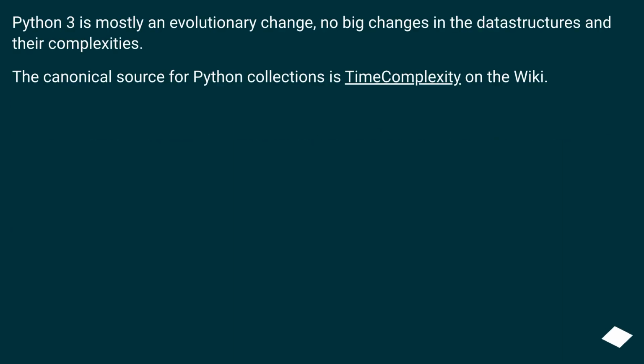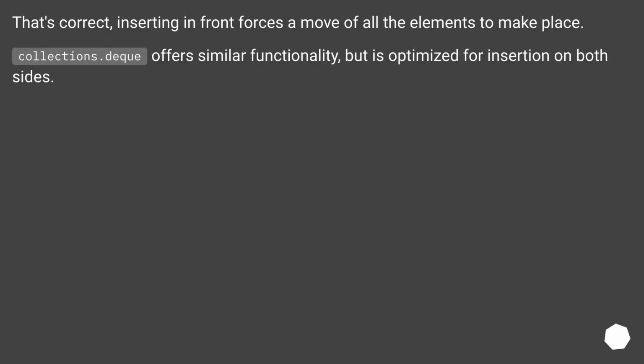Python 3 is mostly an evolutionary change, no big changes in the data structures and their complexities. The canonical source for Python collections is Time Complexity on the wiki. That's correct. Inserting in front forces a move of all the elements to make place. collections.deque offers similar functionality, but is optimized for insertion on both sides.